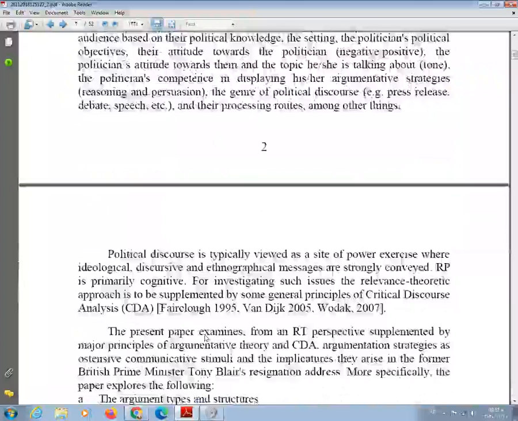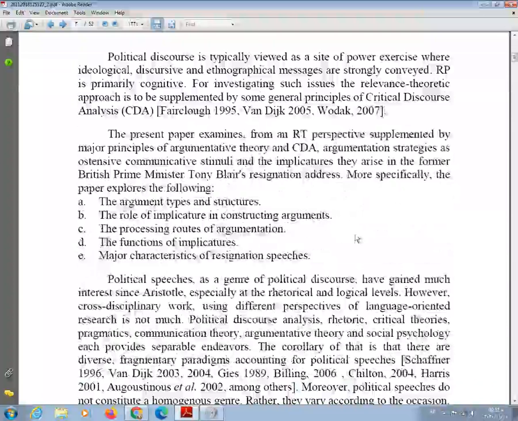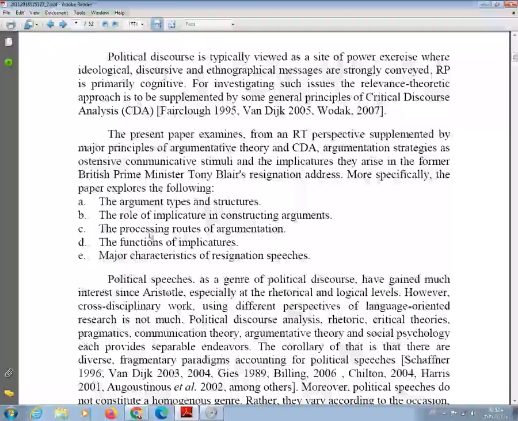Okay, and this is the organization of the paper. We're going to talk about argument types and then the role of implicature. As we said, implicature means hidden messages, implicit messages, and then the processing routes of argumentation. How does the audience understand arguments, accept or reject argumentation, and this depends on the kind of audience. We have three kinds of audience: friendly audience, neutral audience, and hostile, unfriendly audience.